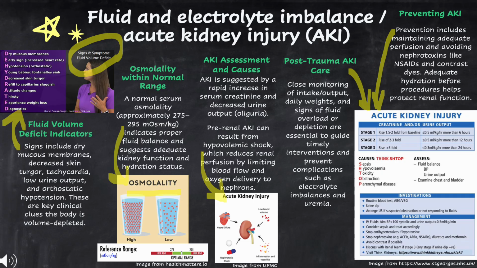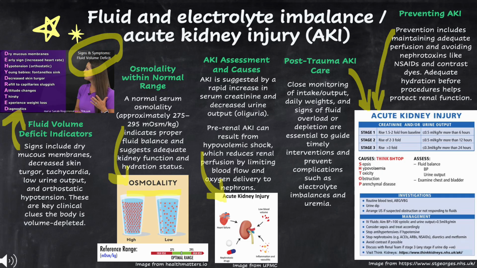Patients with kidney issues often show fluid and electrolyte imbalances, which nurses must assess carefully. When a patient is fluid volume deficient, dehydrated, expect classic signs of dehydration: dry mucous membranes, decreased skin turgor, the skin tense when pinched, tachycardia, and low urine output, often accompanied by orthostatic hypotension. These clinical clues indicate the body is volume depleted.